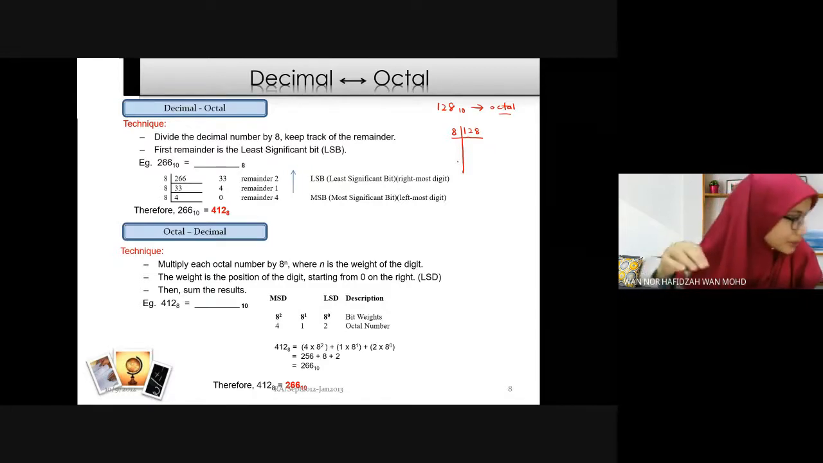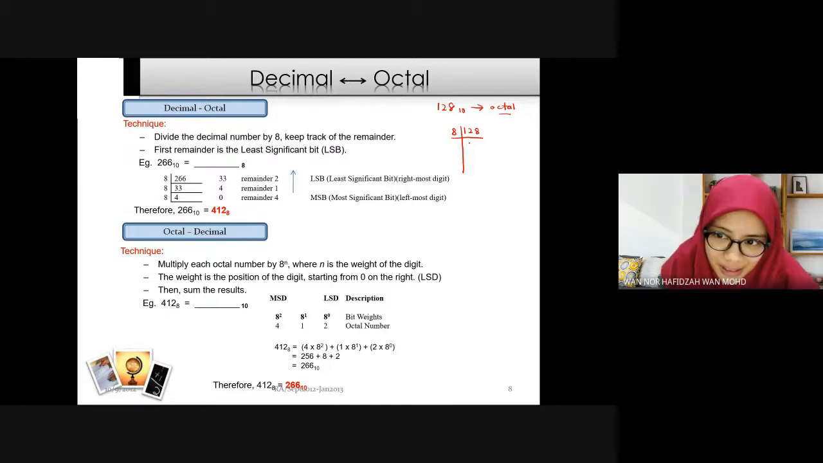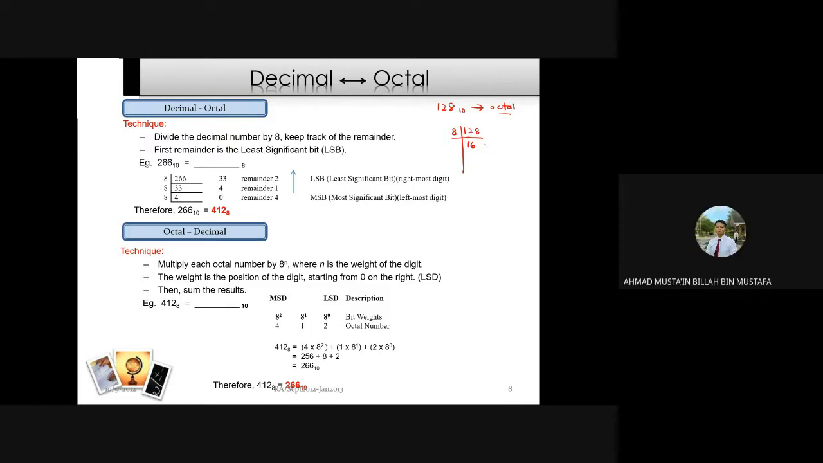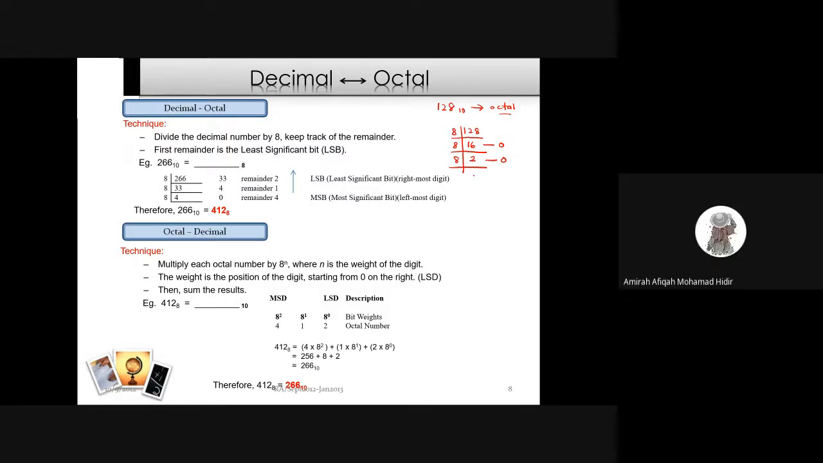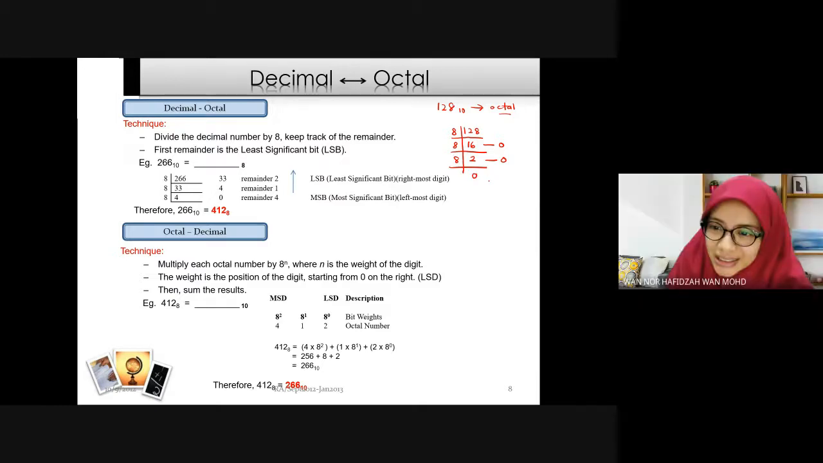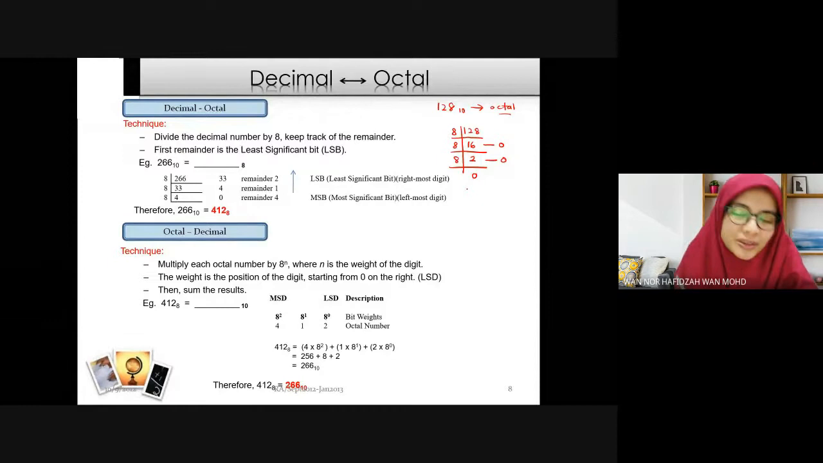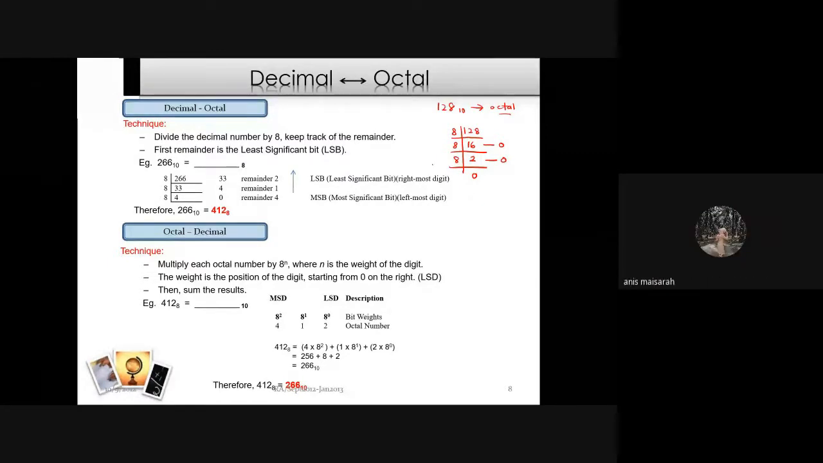16. Do you have any remainder? No. Right. Okay. Now 16 divide by 8. So the answer is 2. Do you have any remainder? No. 2 power 2 divide by 8. Ini senang kan? Okay, divide by 8 is equal to 0. 0.25 times 8. Okay. 2.